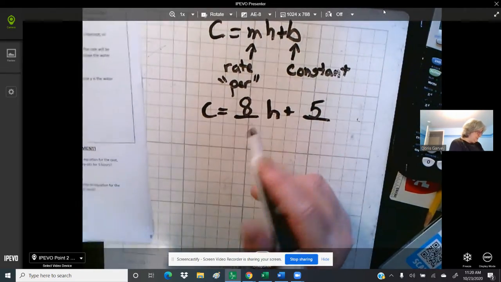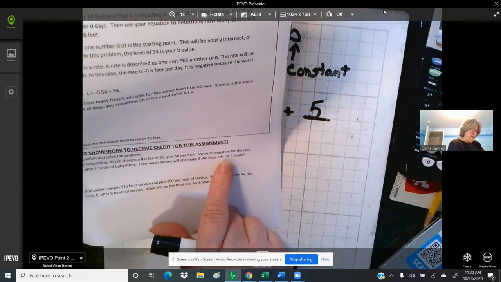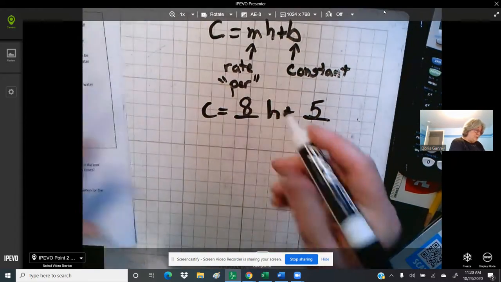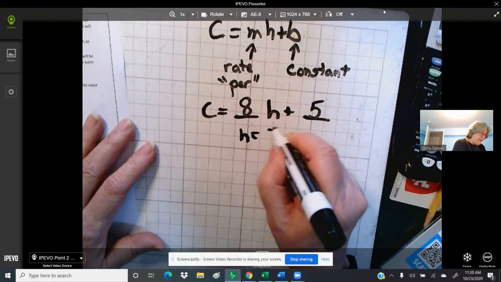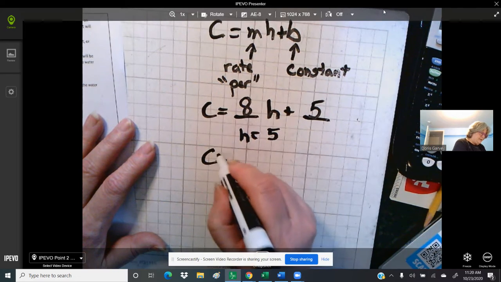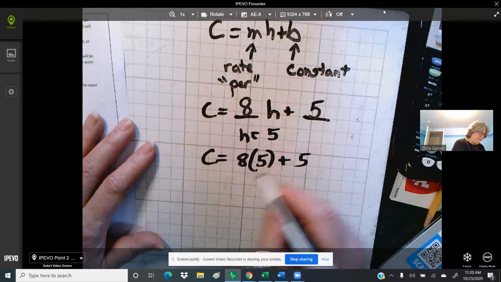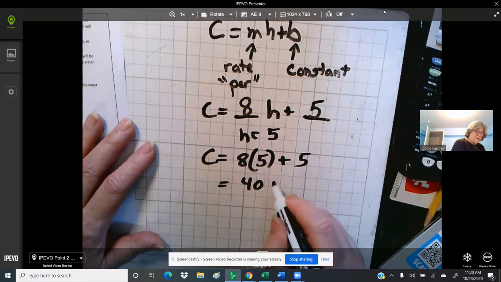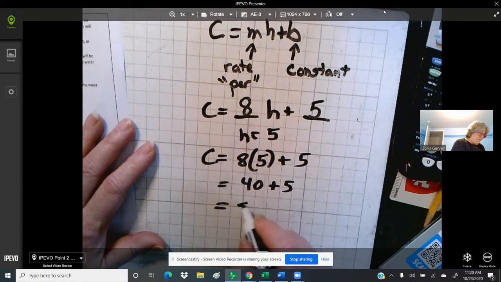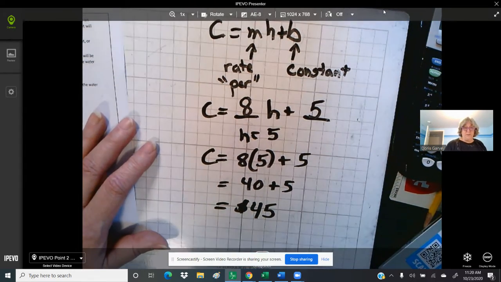Now it says, how much money will she make if she babysits for 5 hours? So now they're telling me h is 5. And now I can say C equals 8 times 5 plus 5, or 40 plus 5, or $45. So she'll make $45 if she babysits for 5 hours.